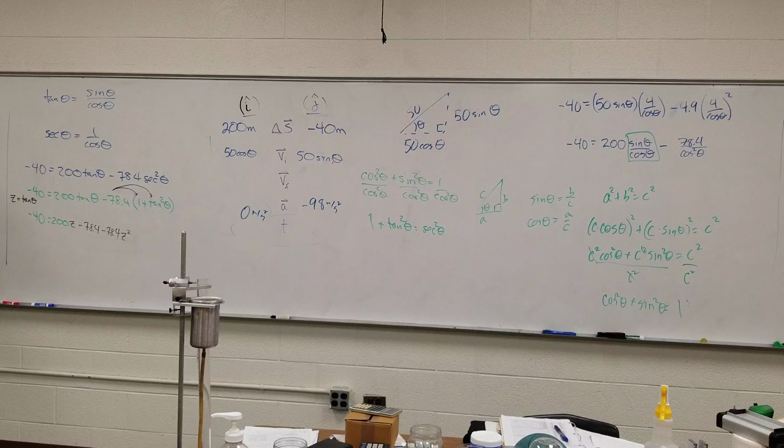Now, this is a much simpler looking problem. It's a quadratic. So what we're gonna do is I'm gonna move everything over to the left side. So I have 78.4 z squared. Bring that over. Minus 200 z. Bring that over, and then bringing this over gives me plus 38.4 is equal to 0.